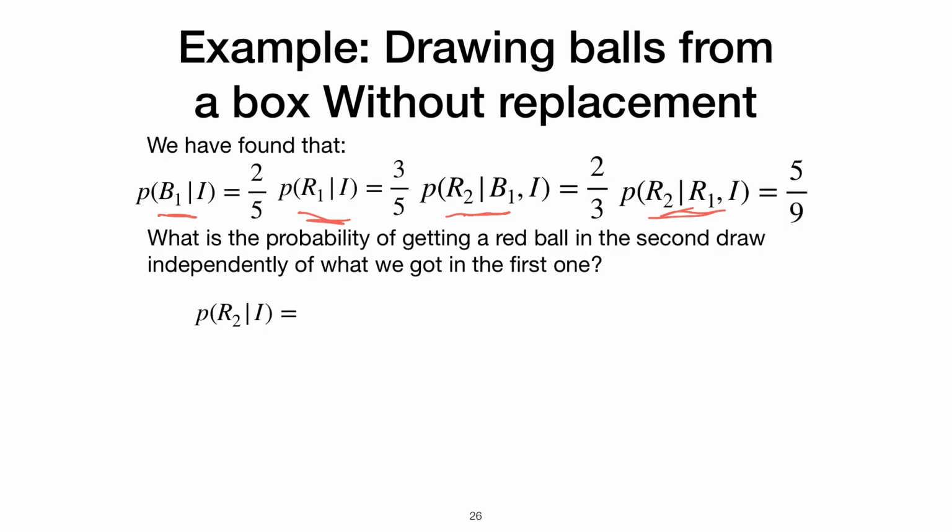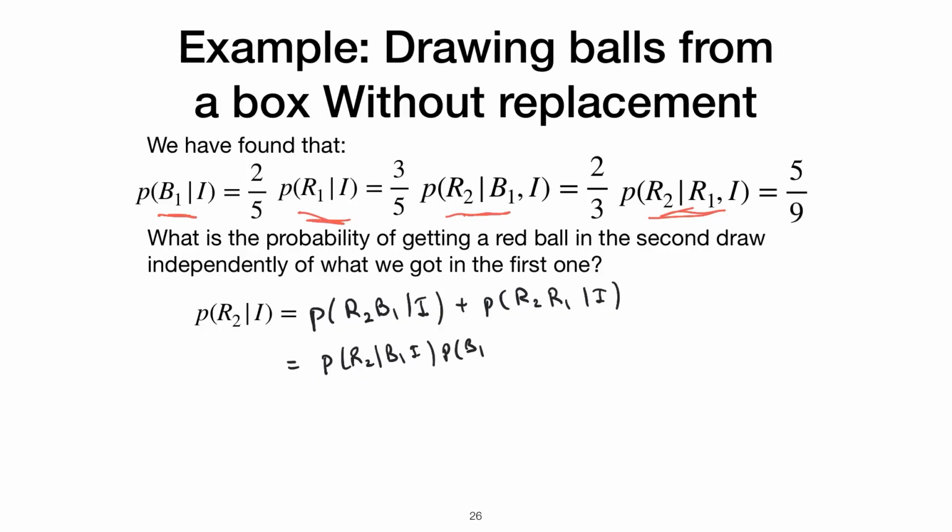So the way we're going to decompose this is using the sum rule, and here's how you do it. The probability of drawing a red ball in the second draw is the same as the probability of drawing a red ball right after a blue ball plus the probability of drawing a red ball right after a red ball. And of course, these probabilities can be further decomposed into the probability of a red ball conditioned on having a first blue ball times the probability of a blue ball in the first draw, and the second one becomes the probability of drawing a red ball in the second draw, conditioned on having drawn a red ball in the first draw, times the probability of a red ball in the first draw.